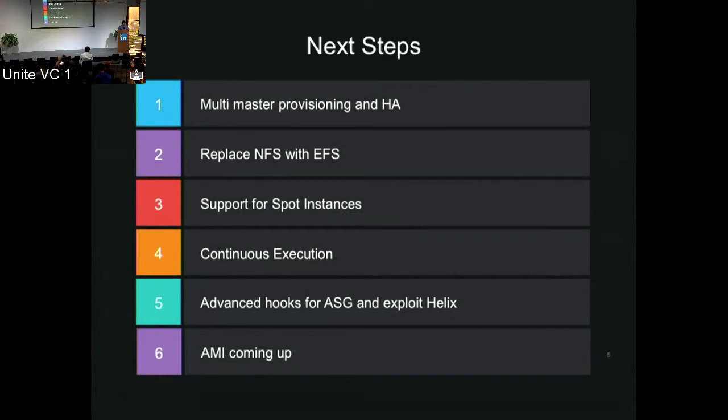Then right now we have some basic hooks for auto scaling, and we want to make that more advanced in terms of number of jobs and queues, and we want to exploit Helix as well, because Helix also has callbacks for different things that go on in the cluster, because it's a cluster management system. Then we will soon also be releasing an AMI, so that rather than from code, you can directly just boot up an AMI and launch on AWS.